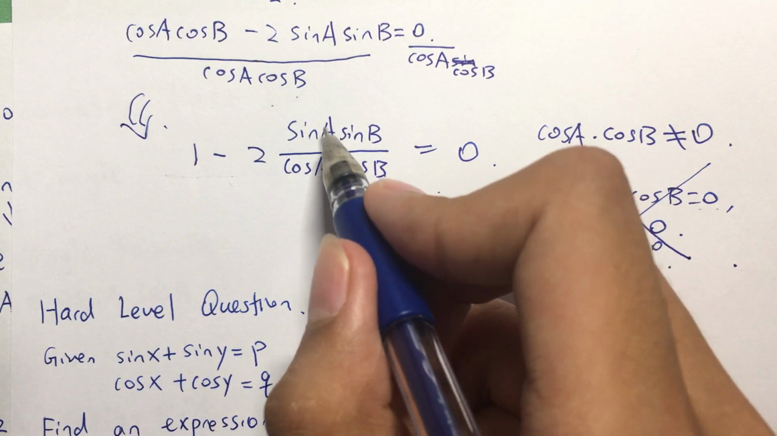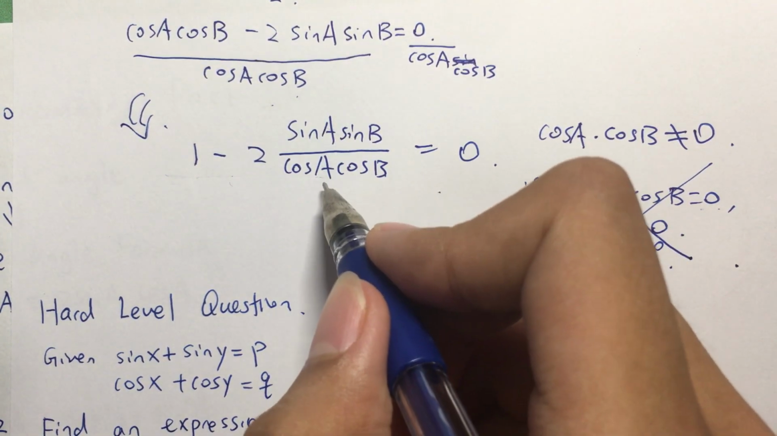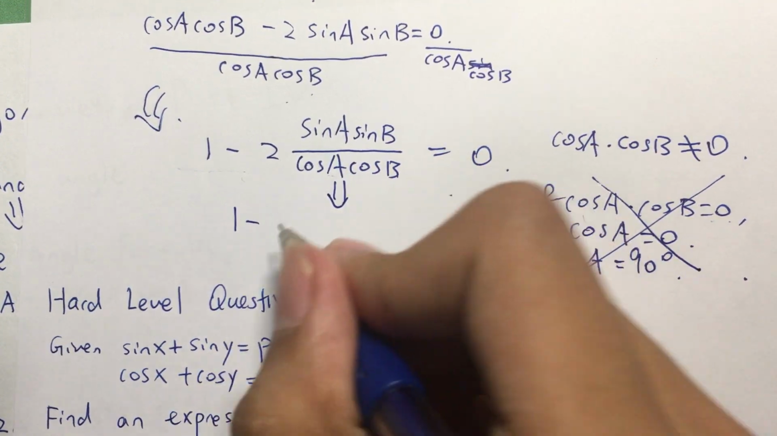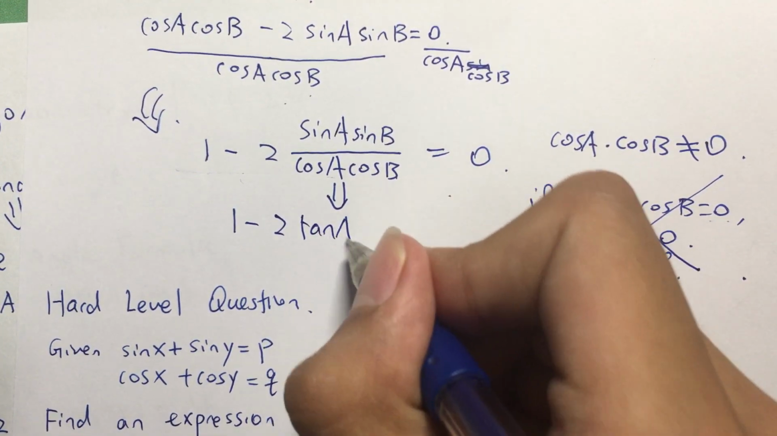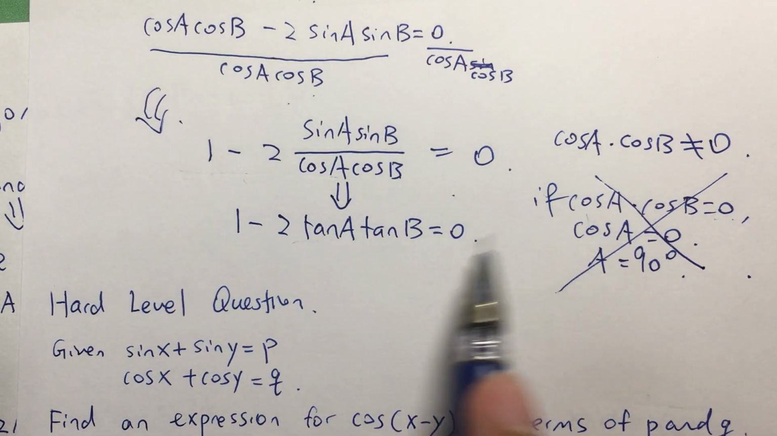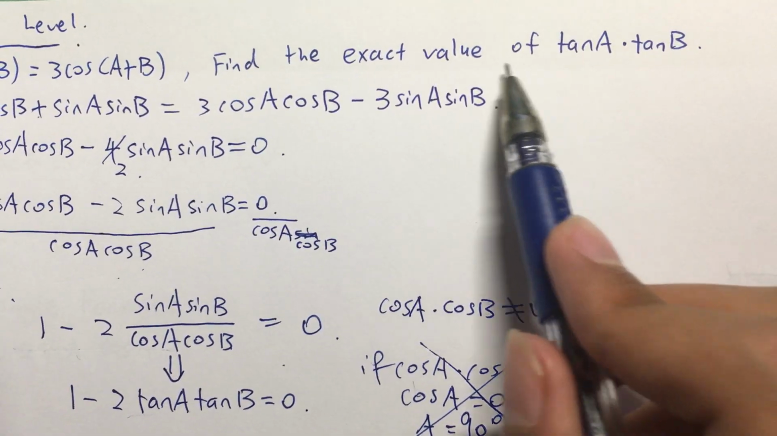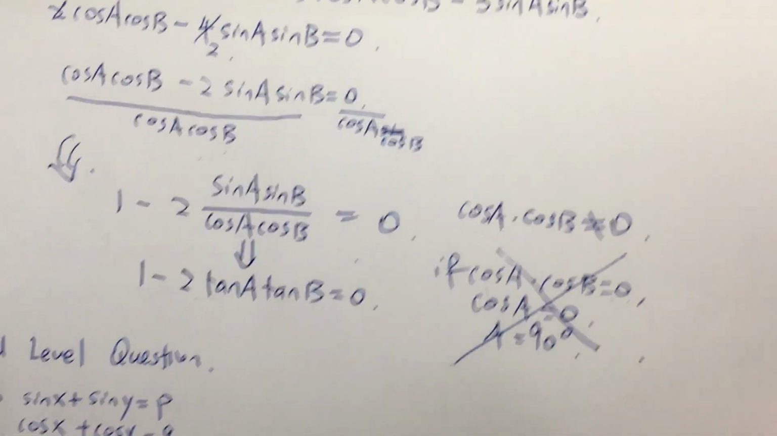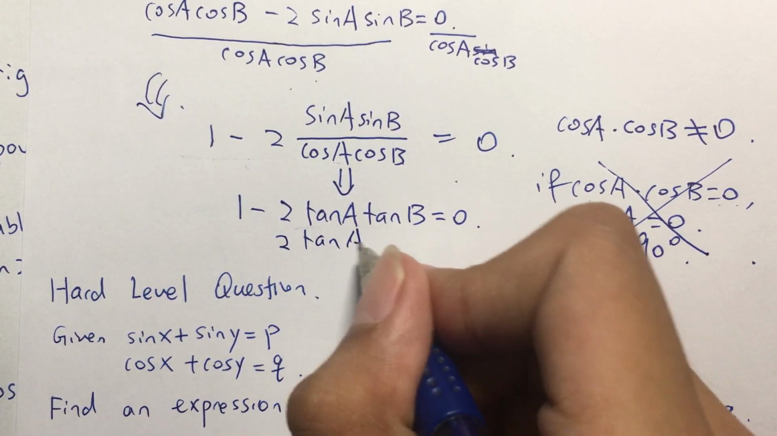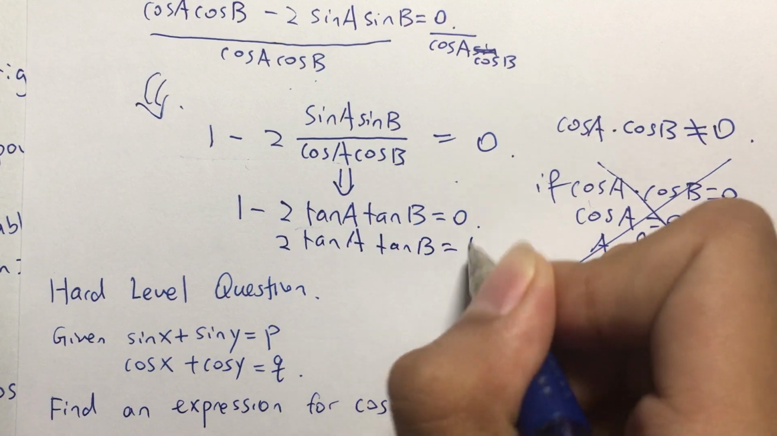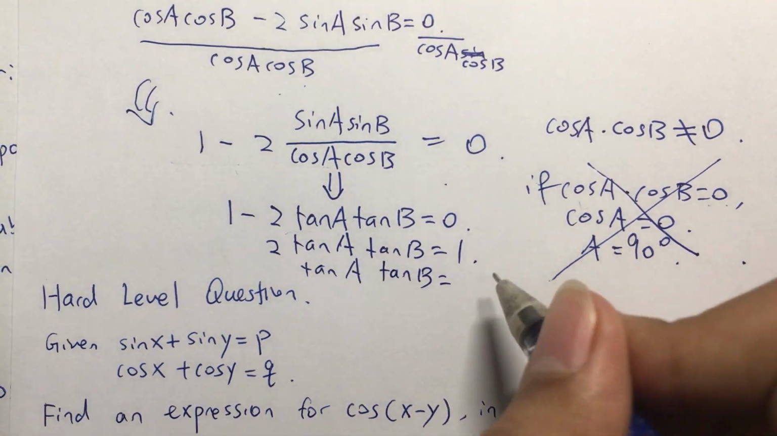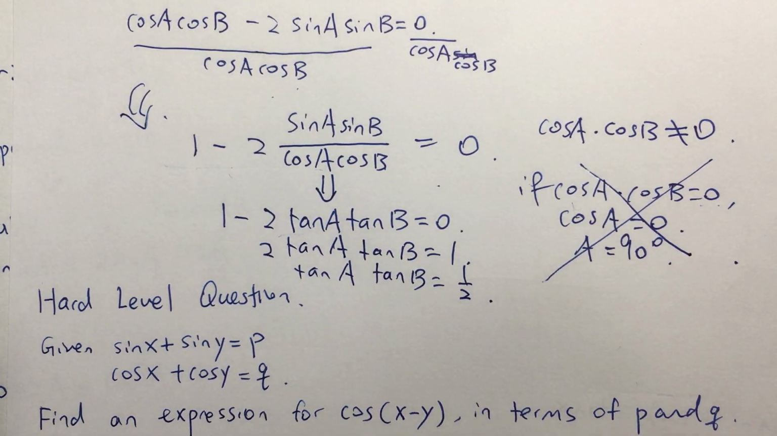And we know that tangent a is equal to sine a over cosine a. So we can change this into 1 minus 2 times tangent a tangent b equals 0. So that is what we want, because we want to find the value of tan a times tan b. And now we just simplify this, which becomes tan a times tan b equals a half. And we finished.